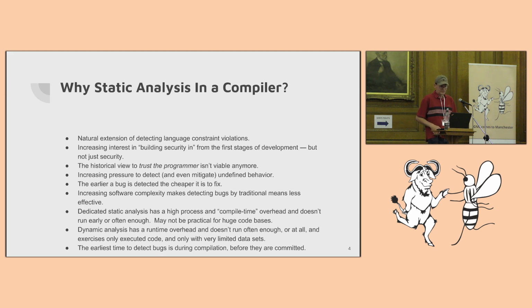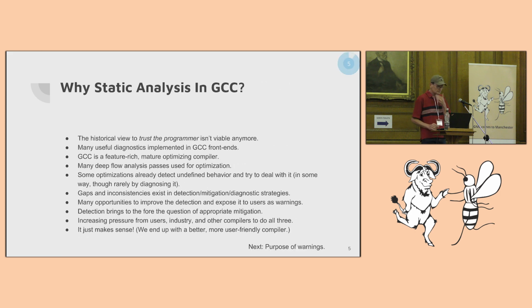Dynamic analysis tools are also out there, and they're extremely helpful, but they have a significant runtime overhead, and dynamic analysis doesn't run often enough, or sometimes it doesn't run at all. And when it does run, it exercises only a limited area of the code, and only with a very limited data set, whatever the test harness might throw at it, but it doesn't exercise all the code paths. So the earliest time to detect bugs is during compilation, before they are committed into the code base.